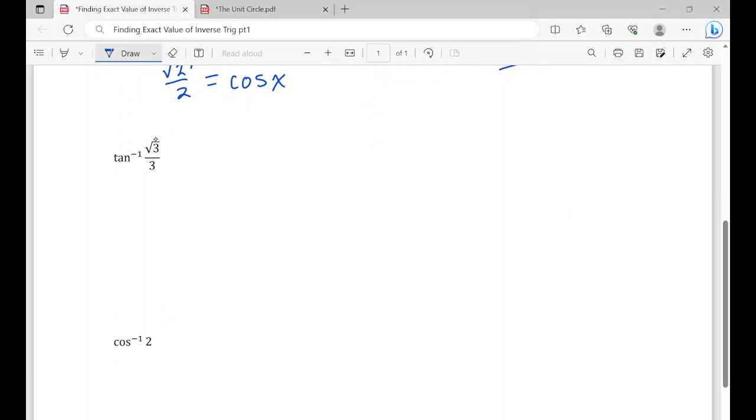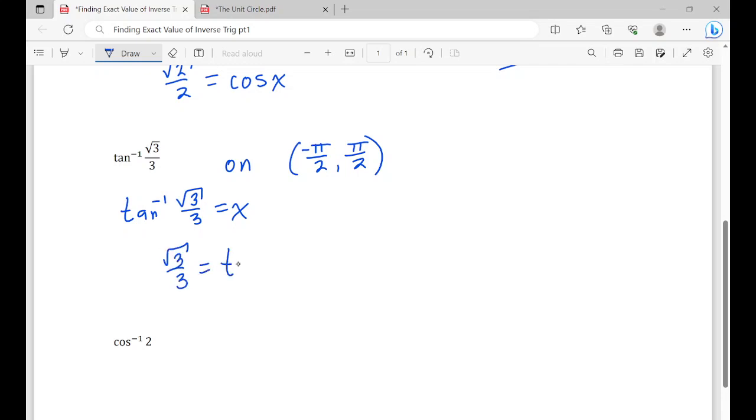Next we have arc tangent of root 3 over 3. And this we have to be careful because the interval here is parentheses, negative pi over 2 to pi over 2, whereas the other two intervals were brackets. Now what is this equal to? Don't know. But I'm going to do the exact same thing I did before, just set it equal to x because I don't know, and take the tangent of both sides. So I get root 3 over 3 equals tangent x.